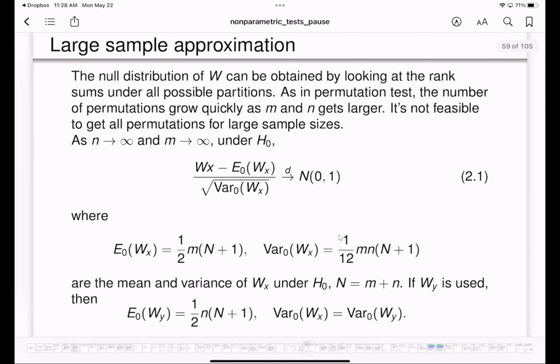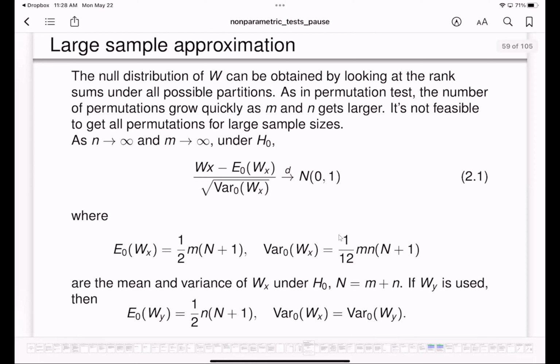In this case, we can use a normal approximation for the distribution of the test statistic. If we consider the sum of ranks in the X sample, then the sum of ranks minus the mean, divided by the standard deviation, will be approximately normal with mean 0 and variance 1. And the mean of the sum of ranks is equal to 1/2 times m times (m plus n plus 1).